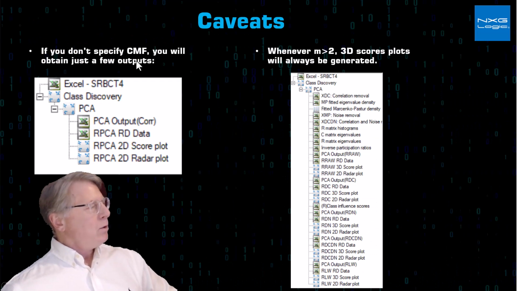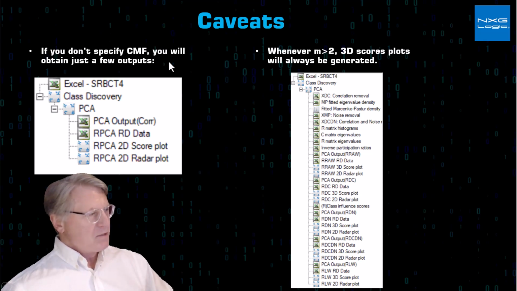Now, if you don't specify CMF, covariance matrix filtering, in any run for PCA, you'll have just a small number of icons in the output. So for when you specify that M is 2, or you want a 2D run, 2 dimensions, you'd only see this. But whenever M is greater than 2, now you'll have 3D score plots. You can see the score plots are all 3D. Radar plots are 2D, but the score plots are 3D.